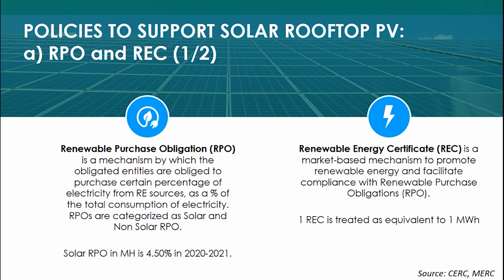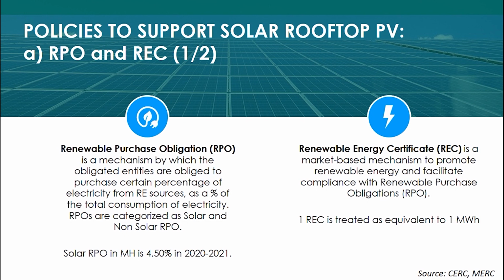There are various policies which the government, both central and state, has included to support the adoption of solar rooftop PV solutions. One of these is renewable purchase obligations. A renewable purchase obligation is a mechanism in which the obligated entities, such as the electricity distribution companies or larger power consumers, are obligated to consume and purchase a specific portion of their energy from renewable energy sources such as solar or wind. RPOs are further categorized as solar or non-solar RPOs.